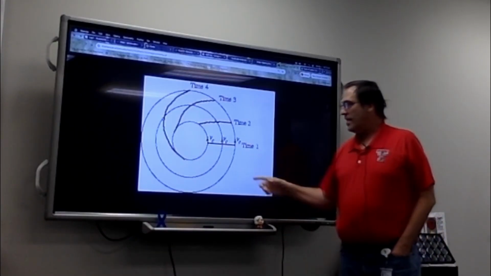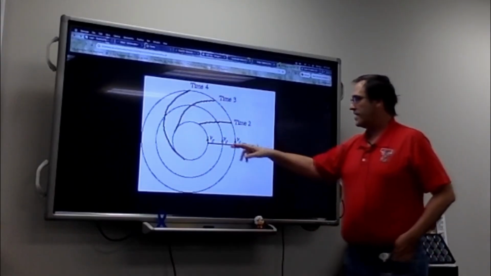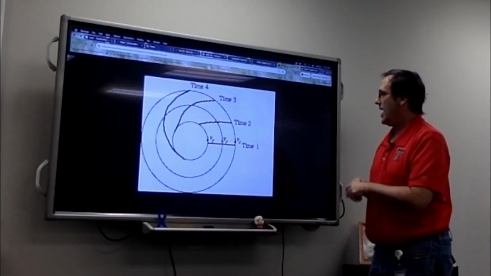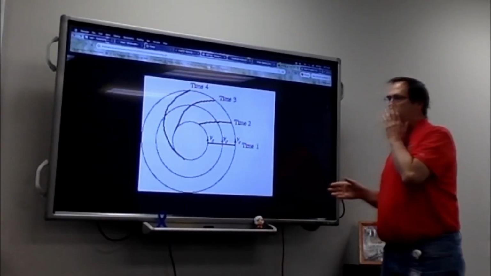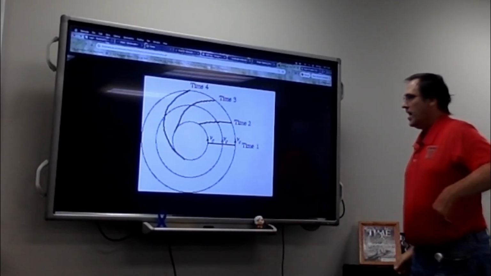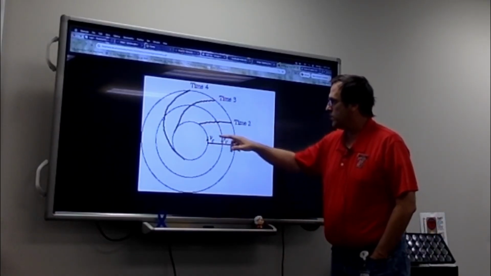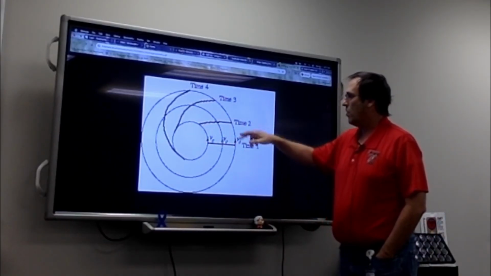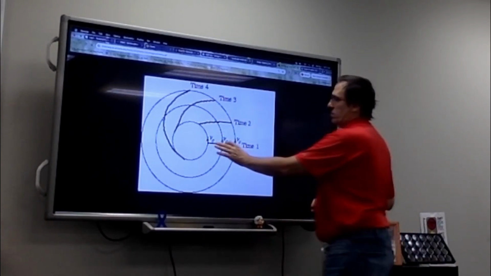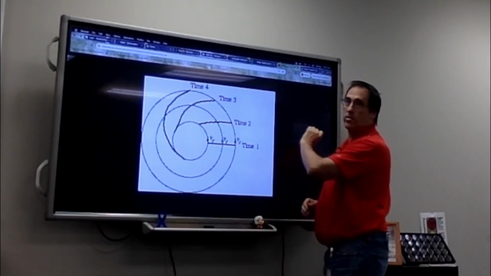Okay, so I want you to imagine we have three objects that once upon a time are all in a nice, perfectly straight line. If you had a big giant laser, you could just zap and hit all three of them right there. After a given amount of time, all three of these have moved the same distance, and so now instead of being in a straight line, they're in a slightly curved line.